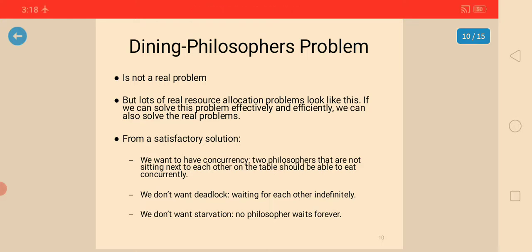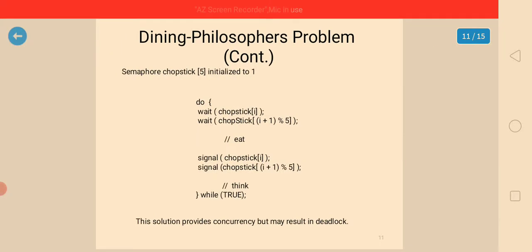For a satisfactory solution, we want two philosophers who are not sitting next to each other to be able to eat concurrently. We don't want deadlock, where they wait for each other indefinitely. We don't want starvation, where a philosopher waits forever. So these are the requirements for the solution of the dining philosopher problem.